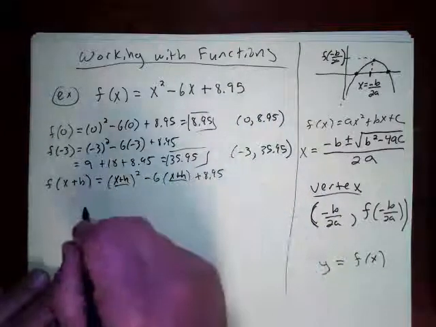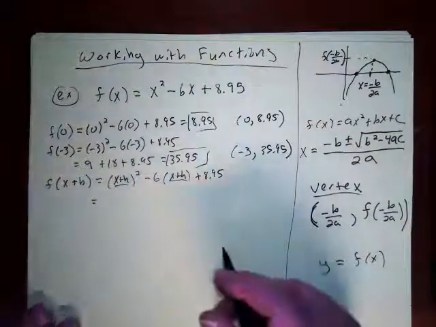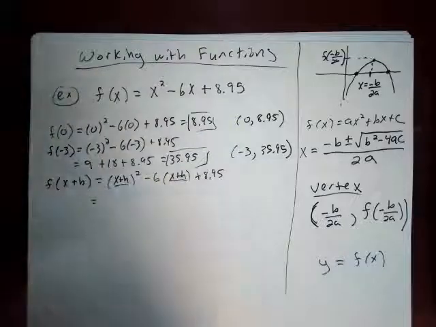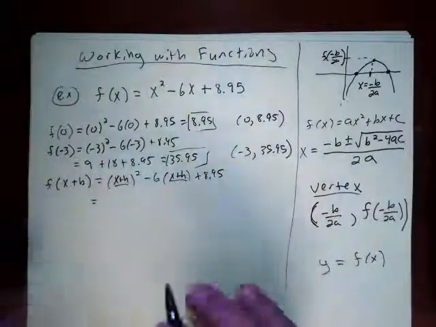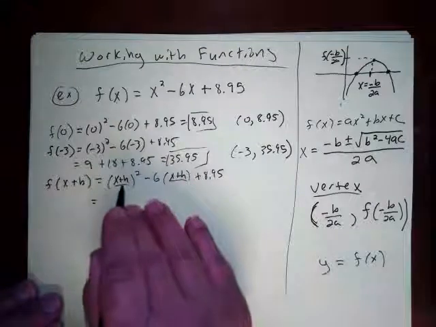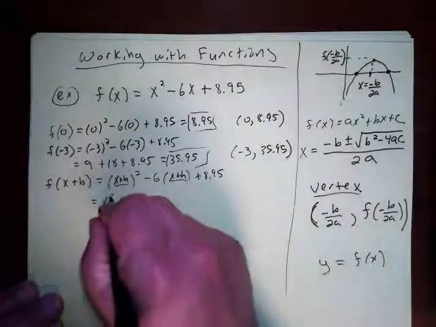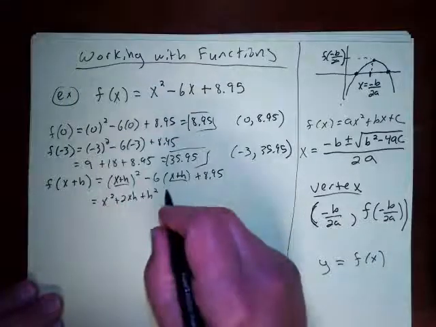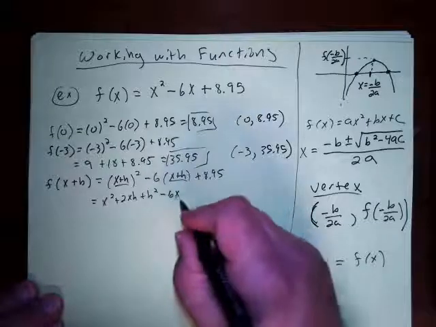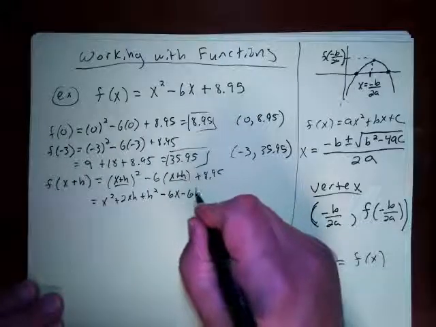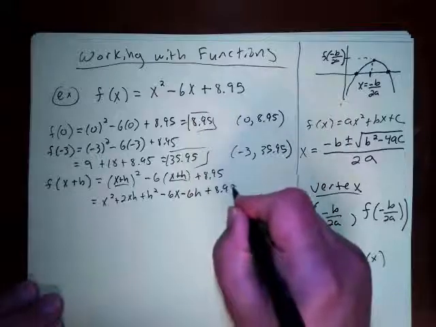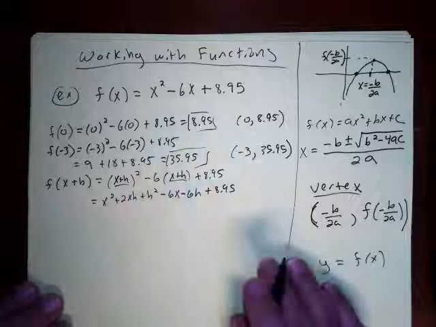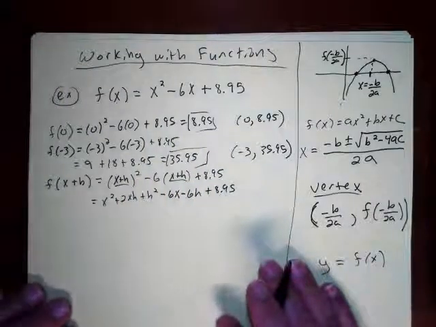And then I could simplify this. I'm not solving, it's not an equation. But, okay, this is a binomial squared. So I've got x squared plus 2xh plus h squared. Then I get minus 6x minus 6h plus 8.95. Right? And so I get all this, and it's a big messy expression.